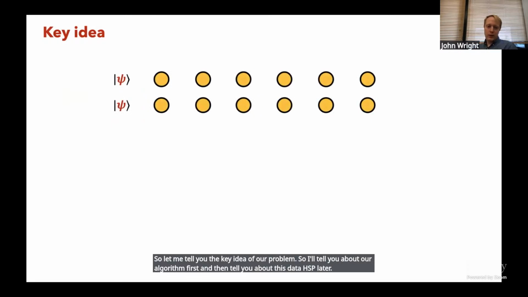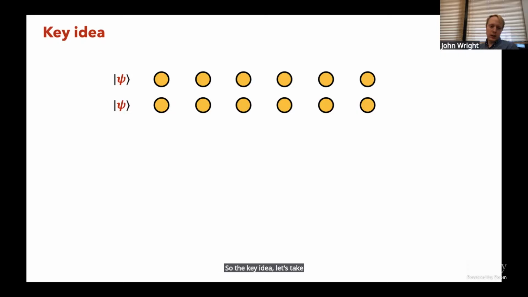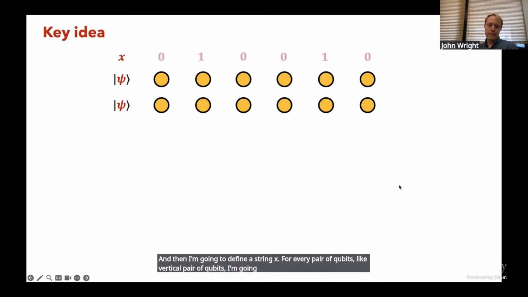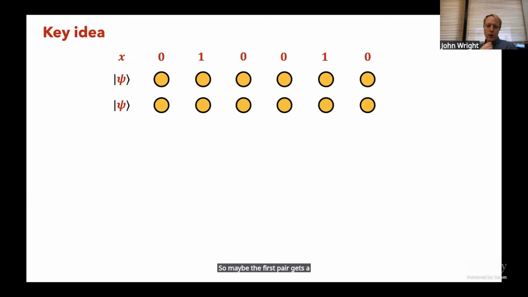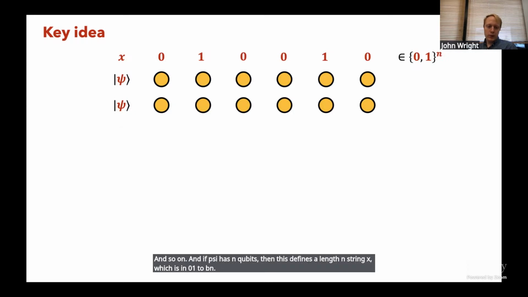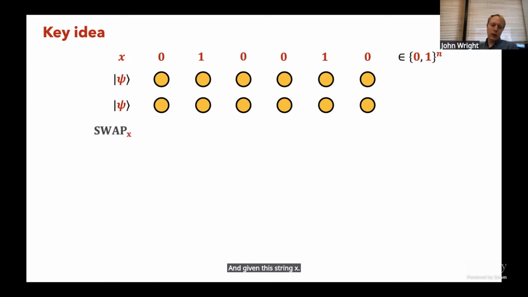So the key idea: let's take two states, two copies of psi on top of each other. Then I'm going to define a string x. For every vertical pair of qubits, I'm going to assign them a bit. Maybe the first pair gets a bit 0, the second pair gets a bit 1, and so on. If psi has n qubits, this defines a length n string x, which is in {0,1}^n. Given this string x, I'm going to associate to it a swap matrix that I call swap sub x.